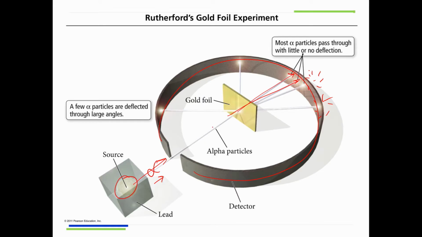Some of them got deflected a little bit, and so they shot off to the side. Some of them got deflected a little bit more. But what was most remarkable for him is some of them hit the surface and bounced back. Okay, they hit that gold foil and didn't go through. Now, they expected all of them to go through. Have no deflection, just pass right on through.